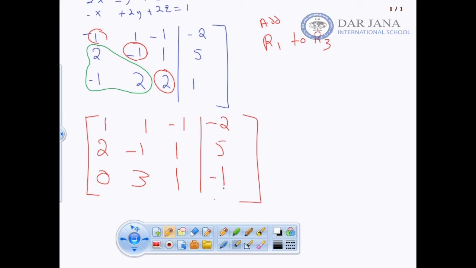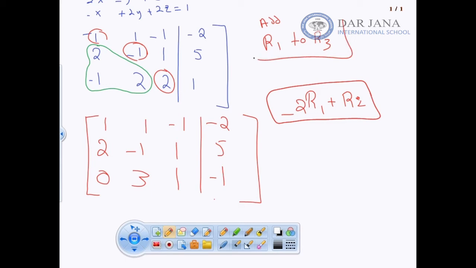Okay, second step. I'm going to multiply R1 by -2 and add it to R2. So -2 R1 plus R2. I'm going to multiply R1 by -2 and add it to R2.